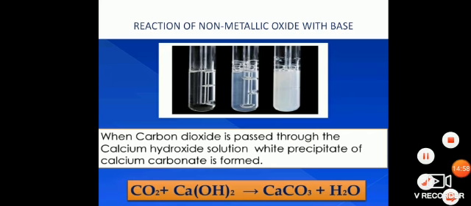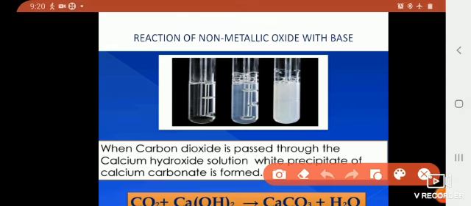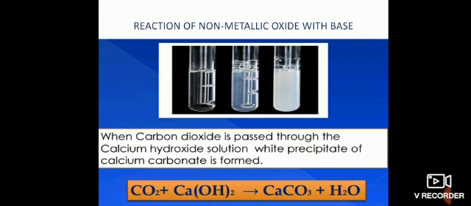So see this picture, dear children. When carbon dioxide gas is passed through the calcium hydroxide solution, a light white precipitate is going to form, and finally a milky white precipitate is formed. It is a precipitate of calcium carbonate. The reaction is CO2 + Ca(OH)2 gives rise to CaCO3 + H2O.